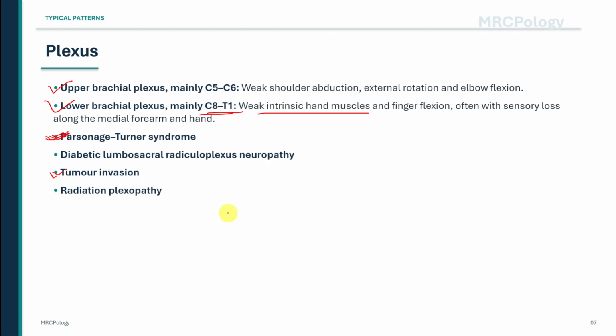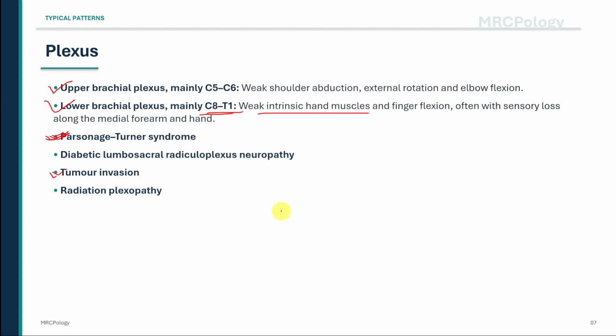distinguish them. To understand plexus localization more easily, quickly revise the major root contributions and peripheral nerve distributions on this YouTube channel, because plexopathy is recognized by abnormalities that cross both of these boundaries.